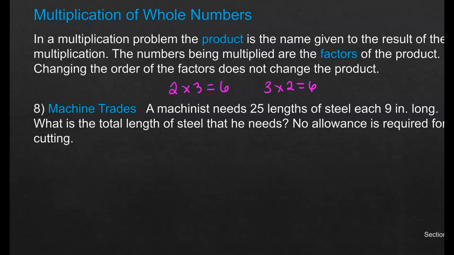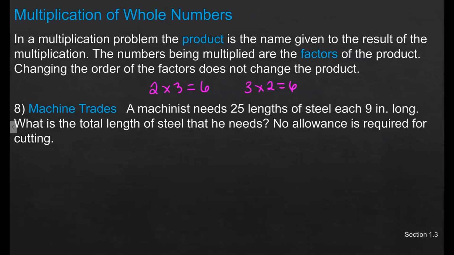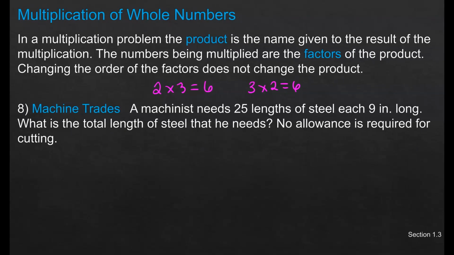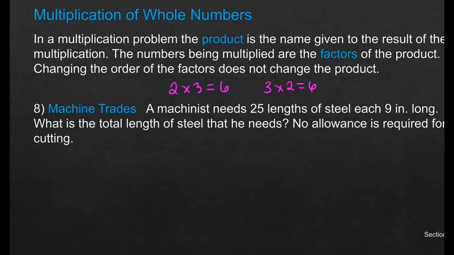Okay, a machinist needs 25 lengths of steel, each 9 inches long. What is the total length of steel that he needs? No allowance is required for cutting. Now, in this case, total is going to be a multiplication, but remember, multiplication comes from repeated addition, so that would maybe make sense in this case. It's fairly simple to tell that, oh yes, I'm going to take the 25 times 9, and that's a total of 225 inches.